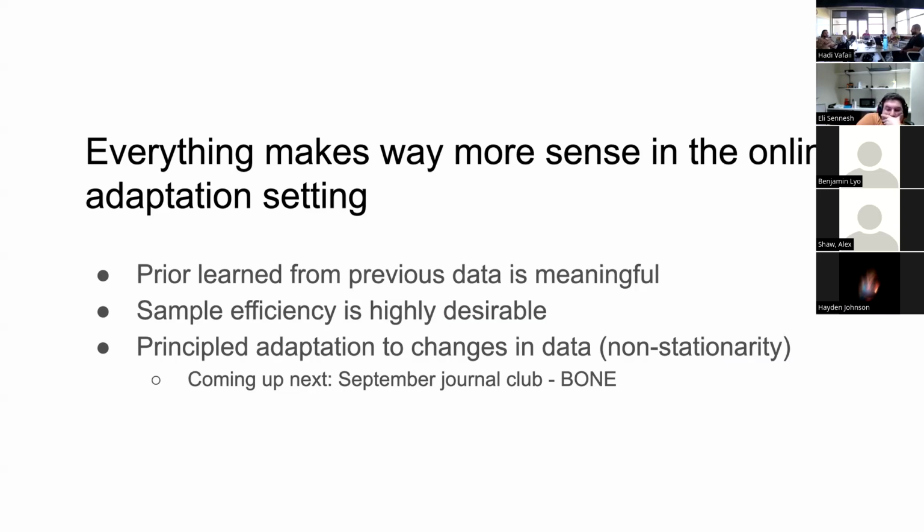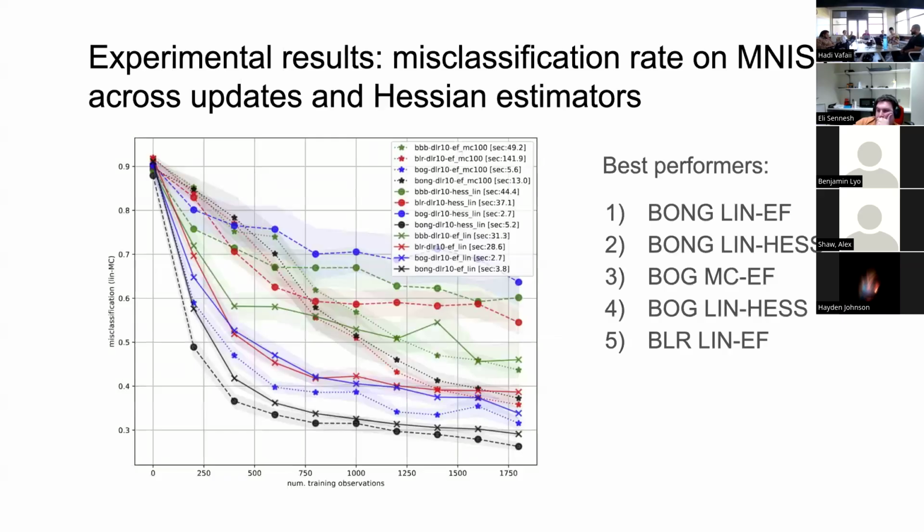Sample efficiency is highly desirable if we're trying to do adaptation, because we might not have that much data to work with when we're trying to make good decisions. And if we actually do have non-stationarity, then we can make principled adaptation as the data is changing in real time. That's exactly what we're going to discuss in the next journal club with BONG, which explicitly considers this setting.